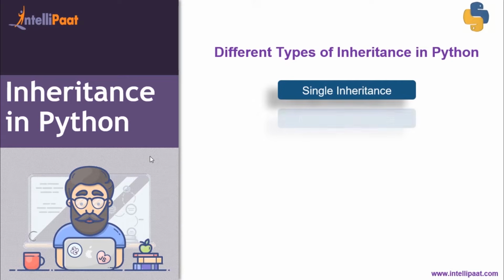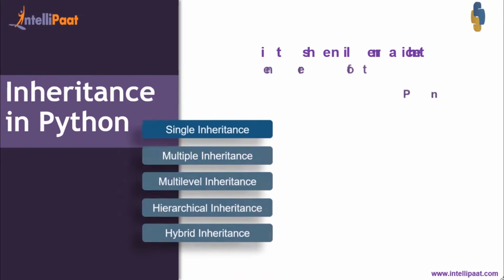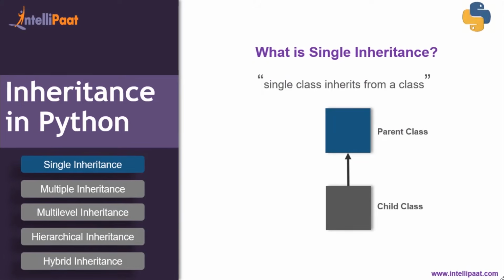Let's move ahead. Next we have what different types of inheritance are available in Python. We have single inheritance, multiple inheritance, multi-level inheritance, hierarchical inheritance, and hybrid inheritance. Let's discuss them one by one. Starting with number one, single inheritance. Single inheritance is a type of inheritance in which a single class gets inherited from a class. It's like your child class is inherited from the parent class.